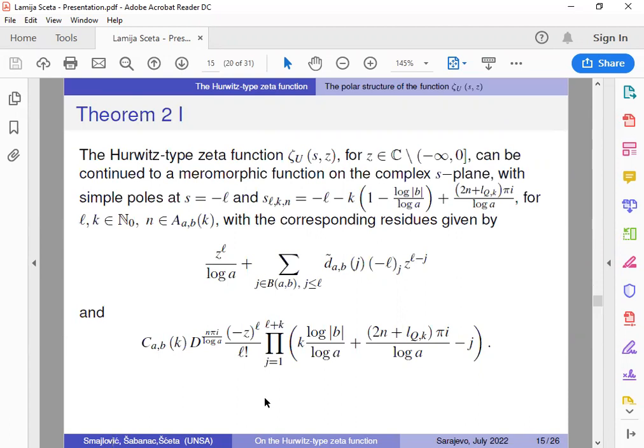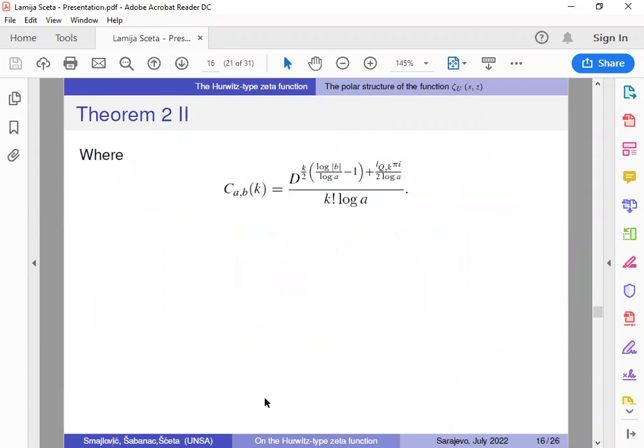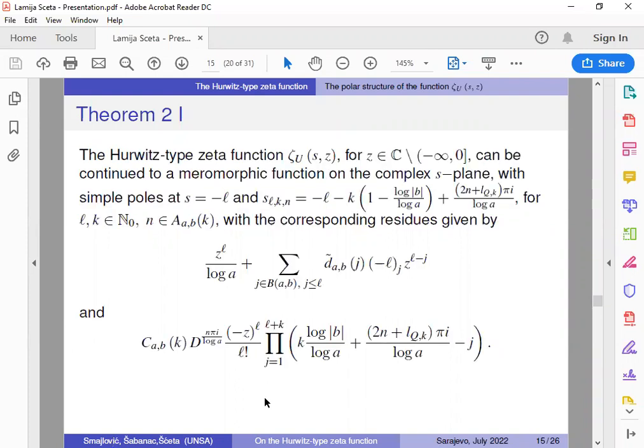That poles are at negative integers, -L, and, okay, it works. And poles are also at this point. The corresponding residues are given by these two expressions. I also have that C sub AB are given. Couldn't fit in this one slide.